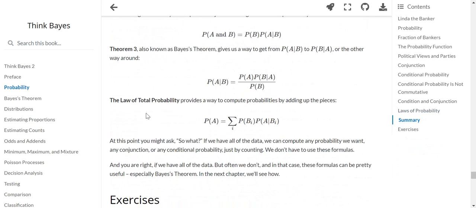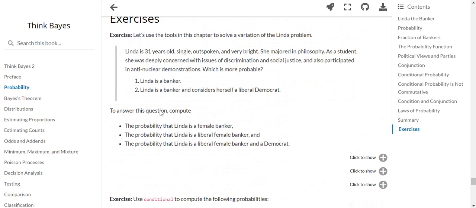So this is the summary, sort of. Now let's try this. Linda is 31 years old. She majored in philosophy. As a student, she was deeply concerned with these issues and participated in anti-nuclear demonstrations. Which is more probable: Linda is a banker, or Linda is a banker and considers herself a liberal Democrat? To answer, it is simple, I believe.